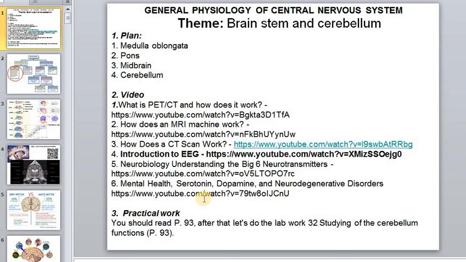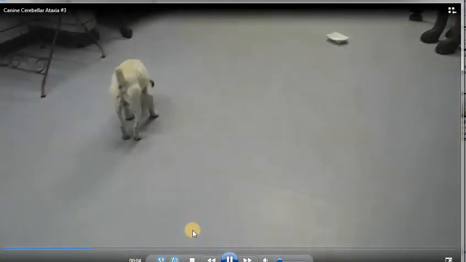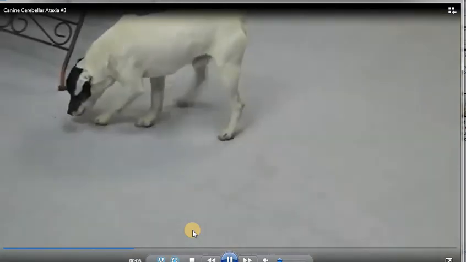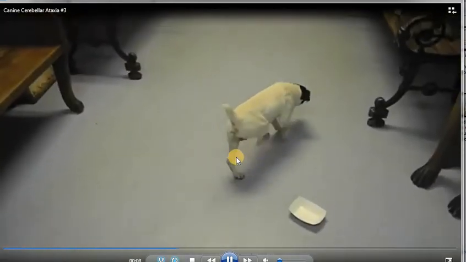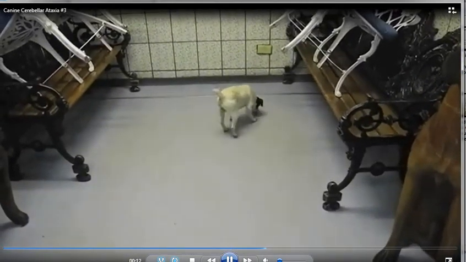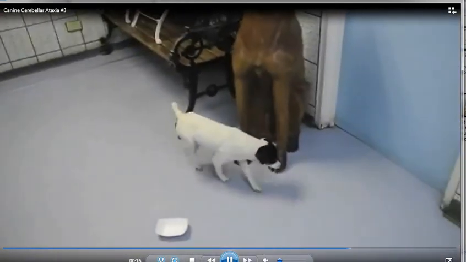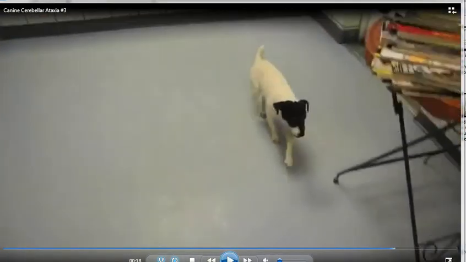Let's start to watch the video. Here we see canine cerebellar ataxia, the destruction of cerebellar function. Let's look at the limbs of this dog and the movement in general.